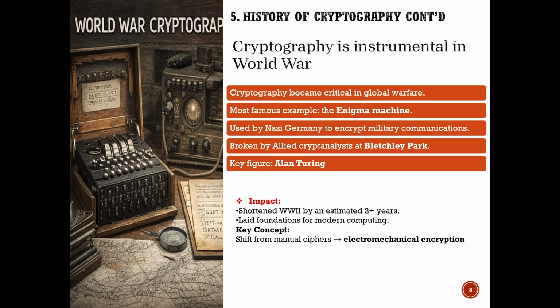We have this pictorial presentation showcasing the Enigma machine. Cryptography became critical in global warfare, used by Nazi Germany to encrypt military communications. This technology worked pretty well until it was compromised and broken by Allied cryptanalysts, and the key figure was Alan Turing. The impact is that it shortened World War II by an estimated 2+ years, and laid foundations for modern computing. The key concept is that it shifts from manual ciphers to electromechanical encryption.